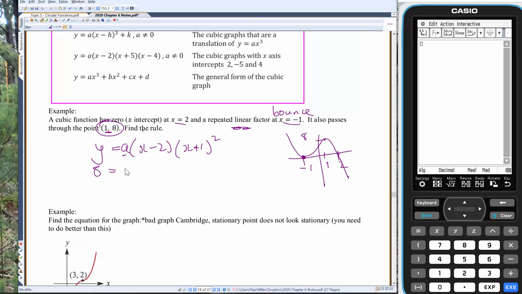Now let's find out what this a value is, because conveniently they've given us this point. 8 equals a times (-1 take 2) squared. 8 equals, what's that going to be? -4a. So a equals -2. As suspected, it is a negative cubic, and it did come out like that. What does it say? It also asks to find the rule. So our rule is y equals -2(x take 2)(x plus 1) squared. No need to expand that out. That's perfectly fine in that form.